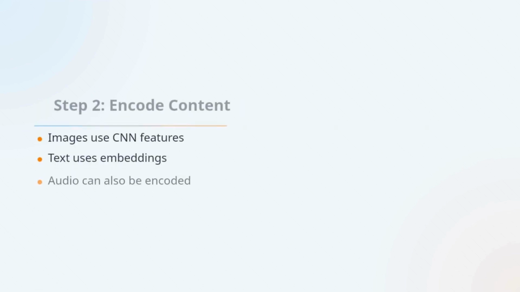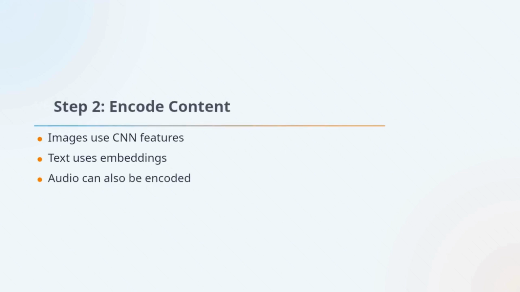Content encoding turns raw data into vectors. Images can be encoded using models like ResNet or EfficientNet. Text can be encoded using word embeddings, transformers, or BERT-style models. Audio can also be embedded for applications like music recognition. This is the heart of semantic retrieval: convert different types of content into a common searchable representation.